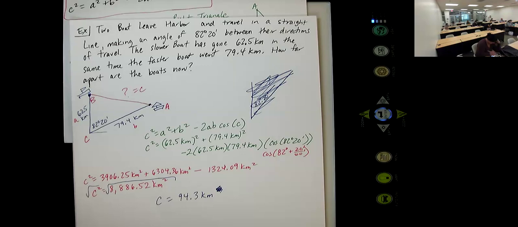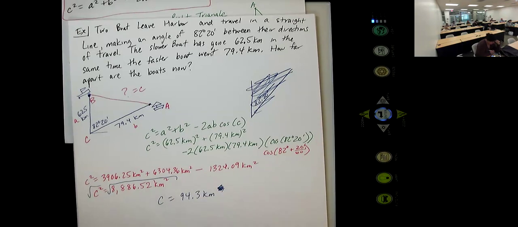So 82 plus 1 divided by 3, and now the cosine of that angle. Multiply that by 2 times 62.5 times 79.4. I'm still getting all those. Did anyone else get what I got? Okay, a couple people got it.